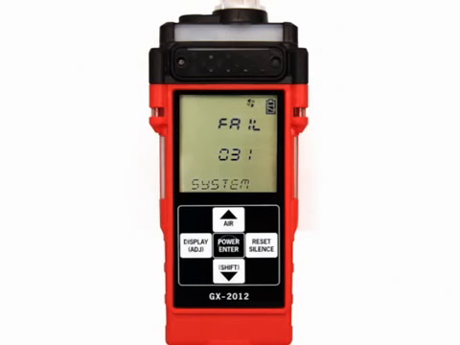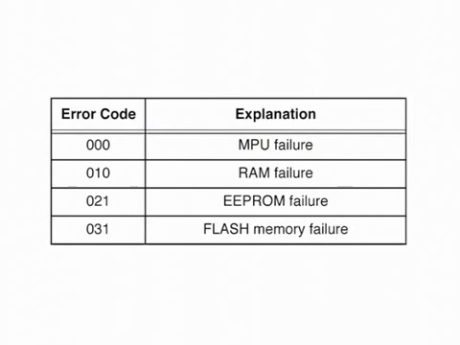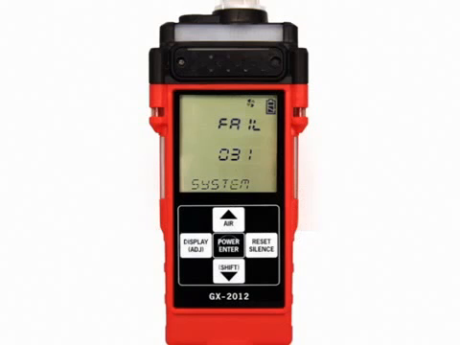If a system failure occurs, the system failure screen will display an error code. Explanations for the various error codes are shown in this table. If the error code is anything but 031, the instrument cannot be used. Contact RKI Instruments as soon as possible. If the error code is 031, you may press and release the Reset Silence button to continue to normal operation if the instrument must be used temporarily.